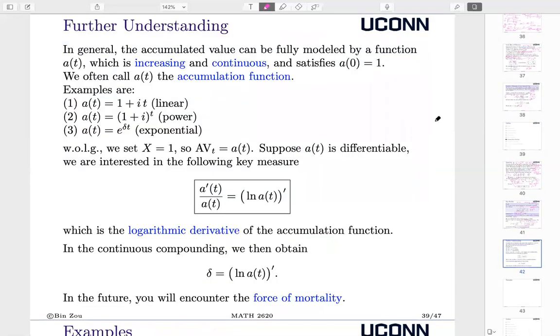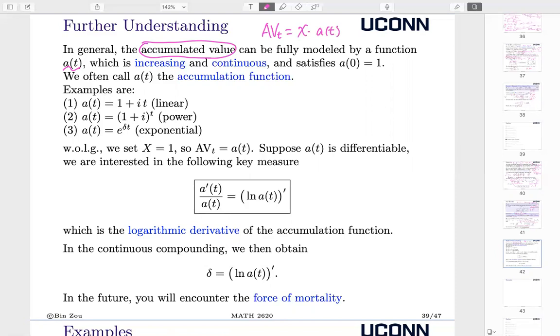Here we have a little further understanding. This is not exactly needed, but it's helpful to see the three forms of interest we have studied so far: simple interest, compound interest, and continuously compounded interest. In the end, everything boils down to one function, which I call the accumulated value. Remember we used AV to denote accumulated value. Here, I further introduce a small a. The meaning of this small a is here.